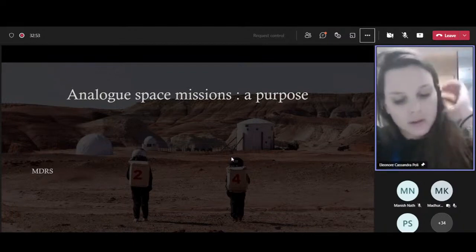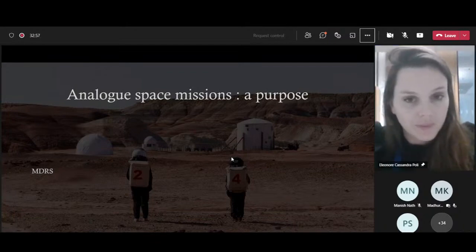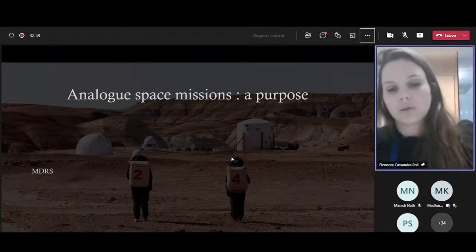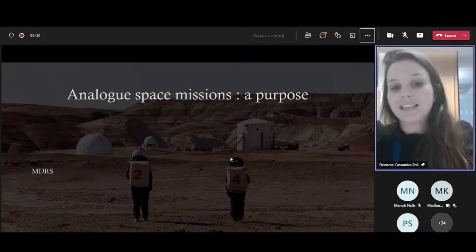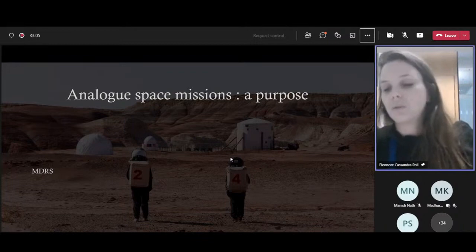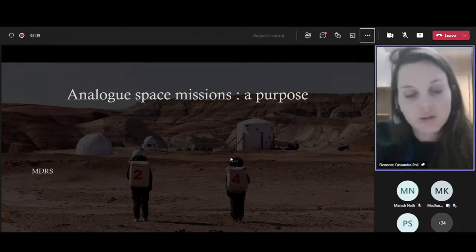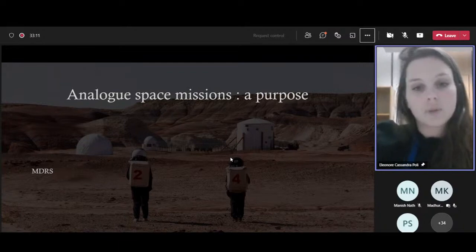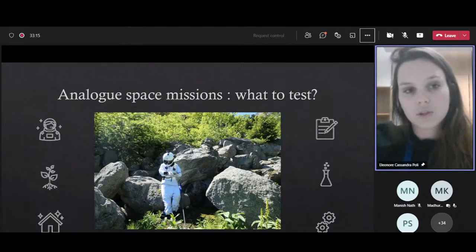Okay, and if you're going to have settlements on the moon and Mars, or even a civilization, you don't want to be locked into your Soyuz where you can't even unbend your knees. Okay, that's not going to work. You need to be able to move around, you need to be able to do different activities, and for this you're going to need a habitat. So this is why it's one of the main focuses for Analogue space missions.